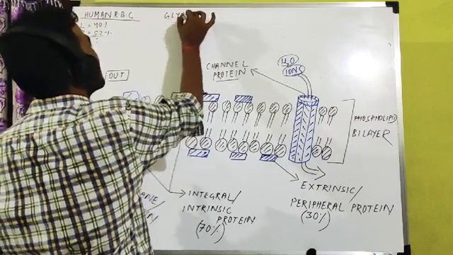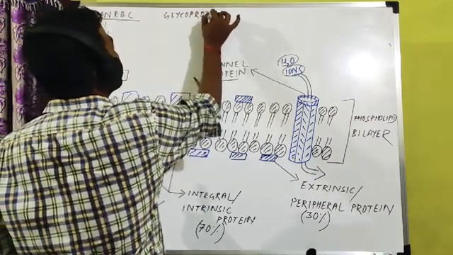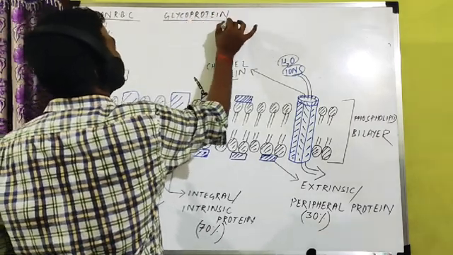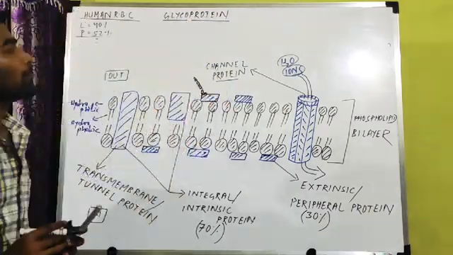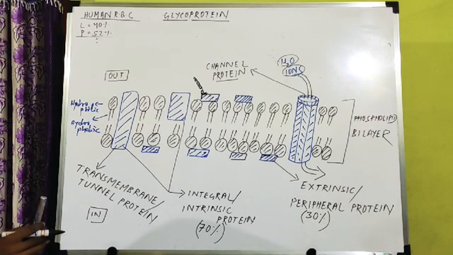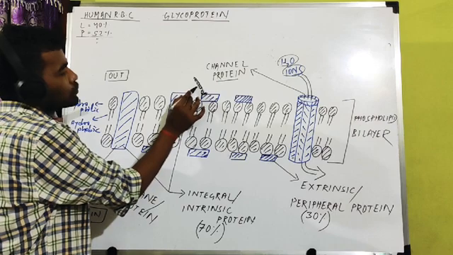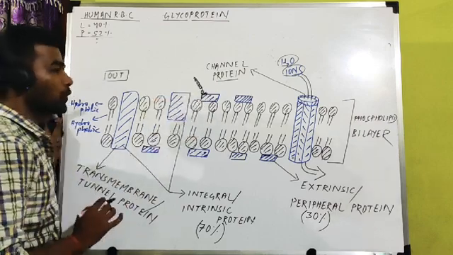Why is it called a glycoprotein? Glyco means sugar, protein. When sugar and a protein combine, it forms a glycoprotein. So this structure which is formed by a covalent bond between sugar and a protein is called a glycoprotein.